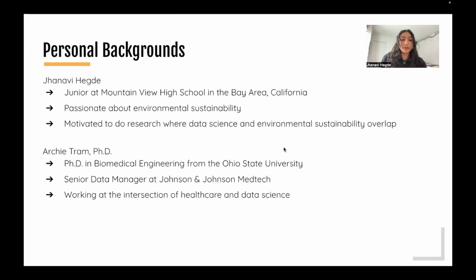For some personal background, my name is Jhanavi Hegde. I'm a junior at Mountain View High School in the Bay Area, California. I'm really passionate about environmental sustainability, and I'm involved in political advocacy and volunteering in the area. I'm also really motivated to do research where data science and environmental sustainability overlap, and that's generally an area I'd like to pursue in the future.